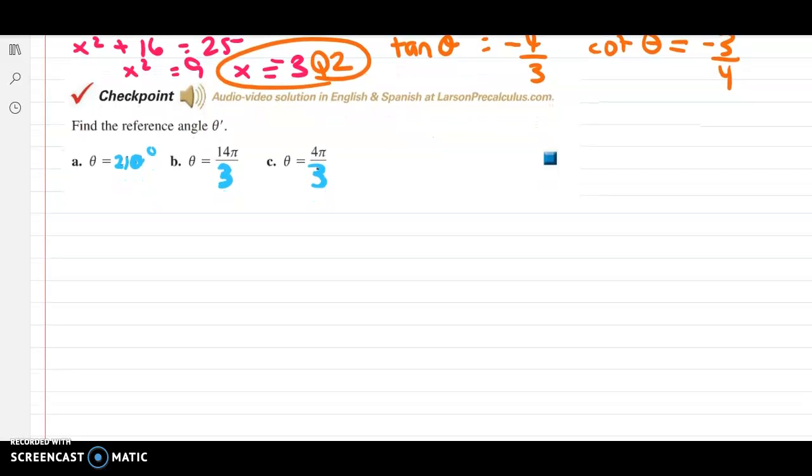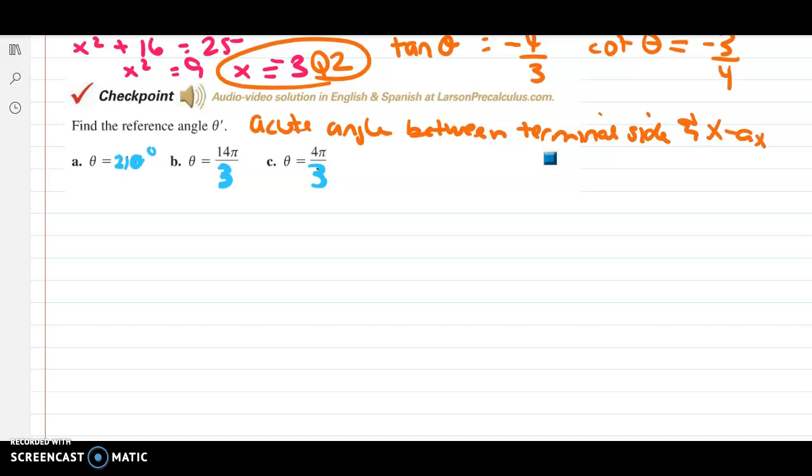All right, and then reference angles. Remember that reference angles are the acute angle between the terminal side and the x-axis. So 210 degrees. You are going 180 and then past that. So that is where 210 is. How many degrees to get back to 180? So 210 minus 180 would be 30 degrees. So theta prime, the reference angle, would be 30 degrees.